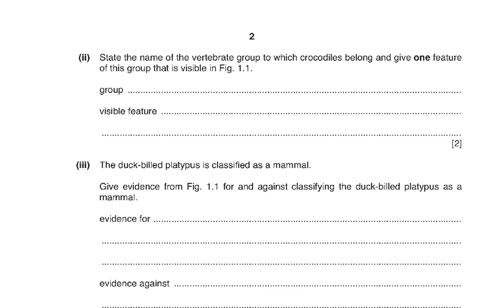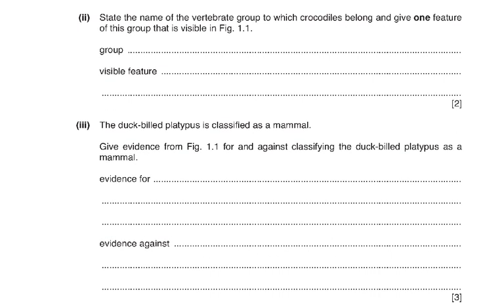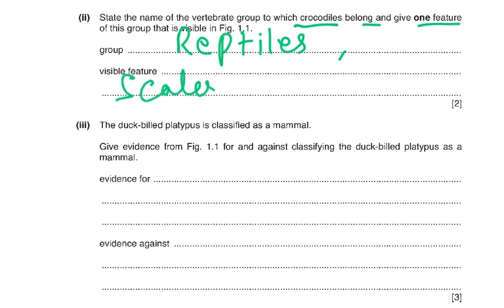Then coming to part 2, state the name of the vertebrate group to which crocodiles belong and give one feature of this group that is visible. They are reptiles. And why are they? Because the visible feature is scales or a scaly skin. Or you could have said leathery eggs. So scales or a scaly skin, that would have got you the mark.